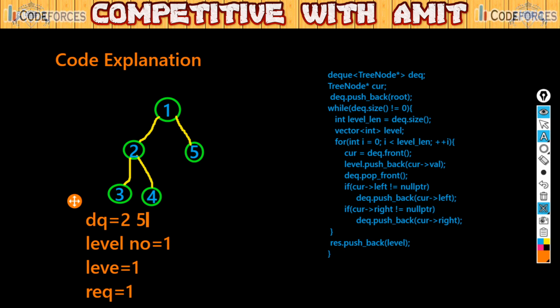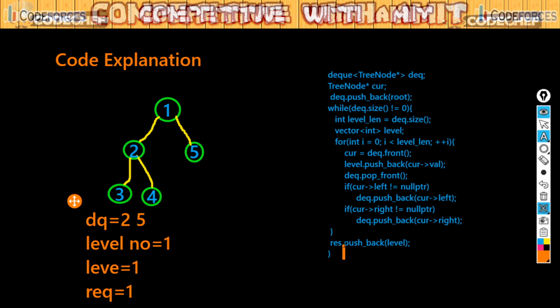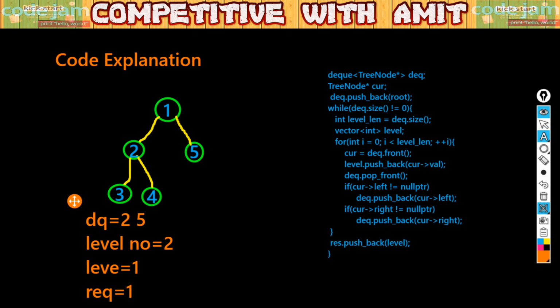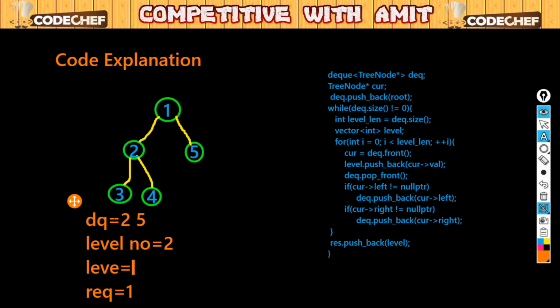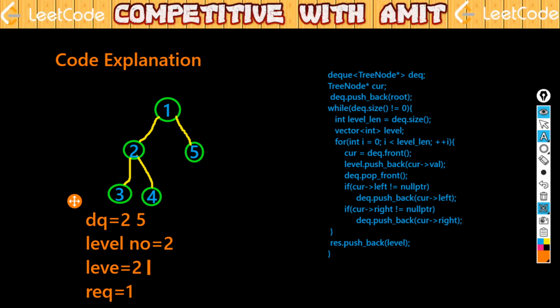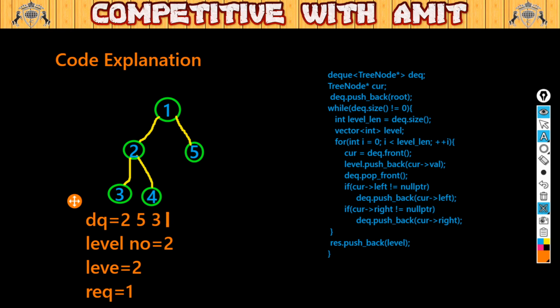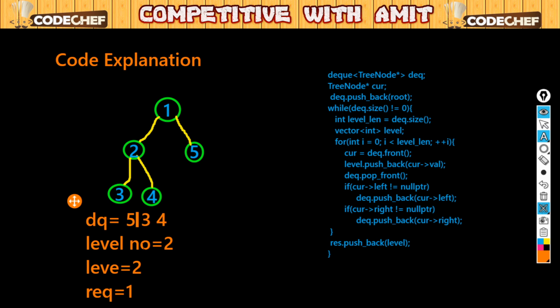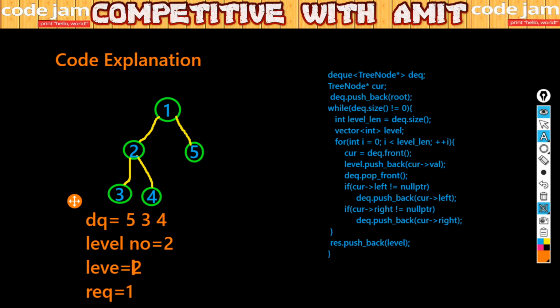And now again the loop will iterate. So now the number of levels will be 2, and the level will again be empty. Now I'll iterate again. First of all this 2 will be popped, so 2 will be appended into this. Again the same thing will happen: check whether 2's left or right is there or not. It has left and right, so 3 will be stored and 4 will be stored. And after that this will be popped. Again 5 came, so 5 will be initialized and this will be popped again.